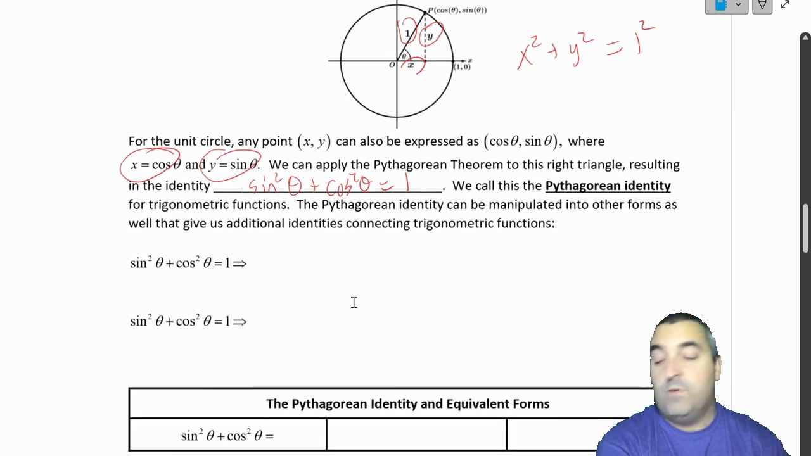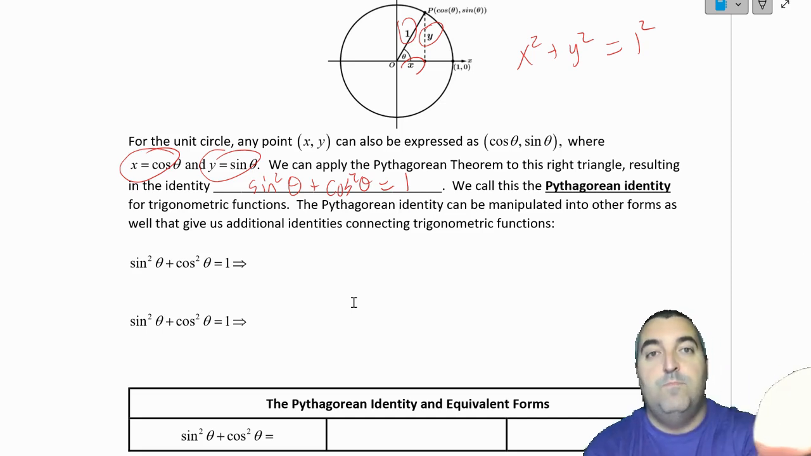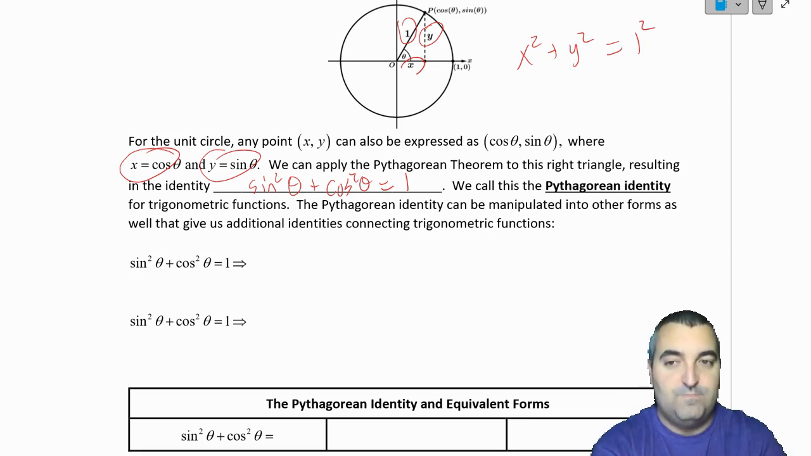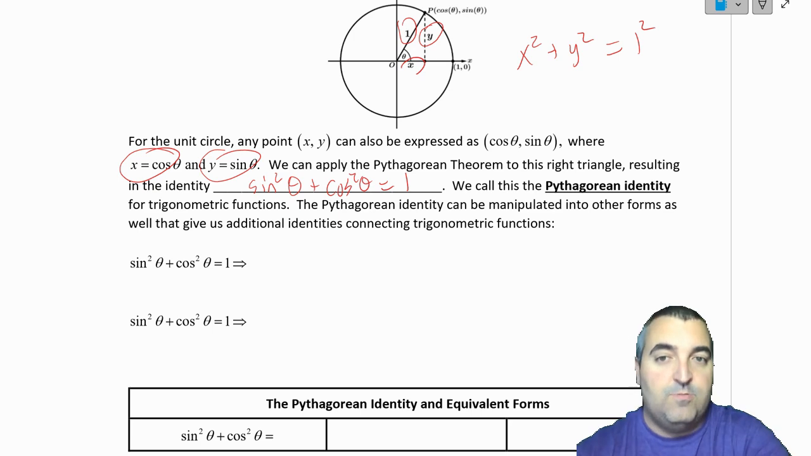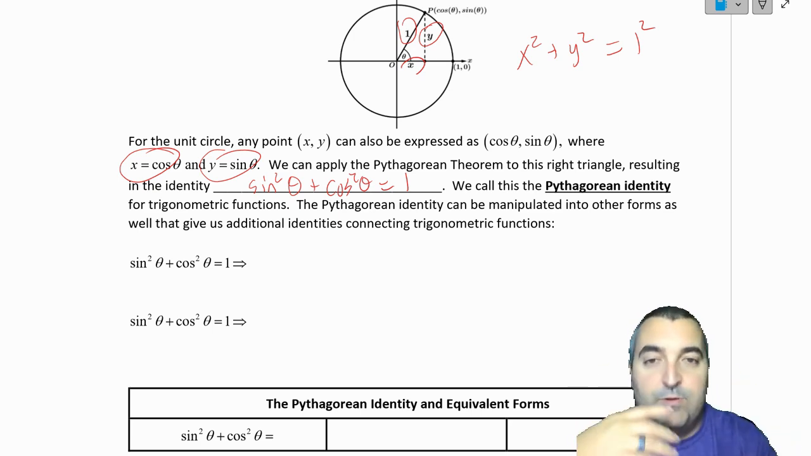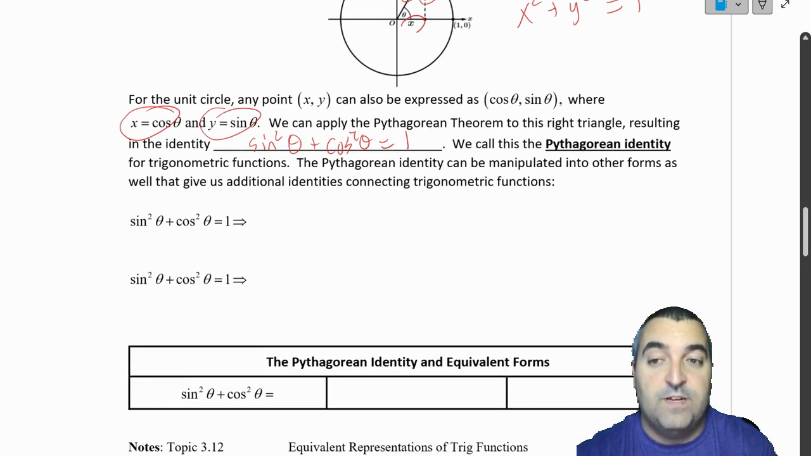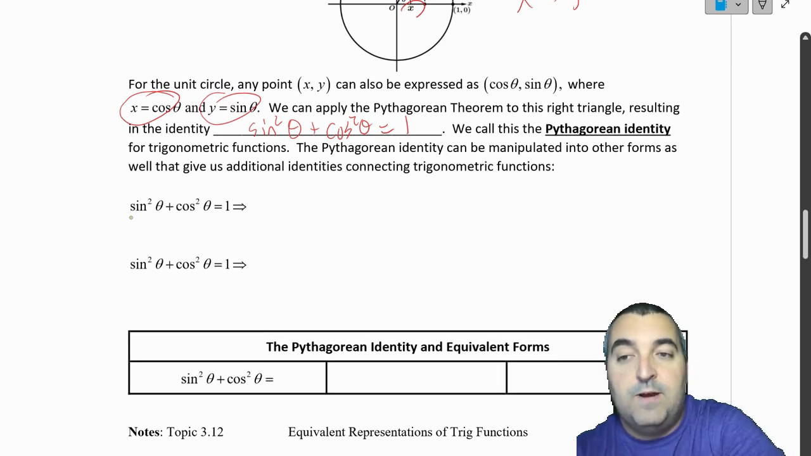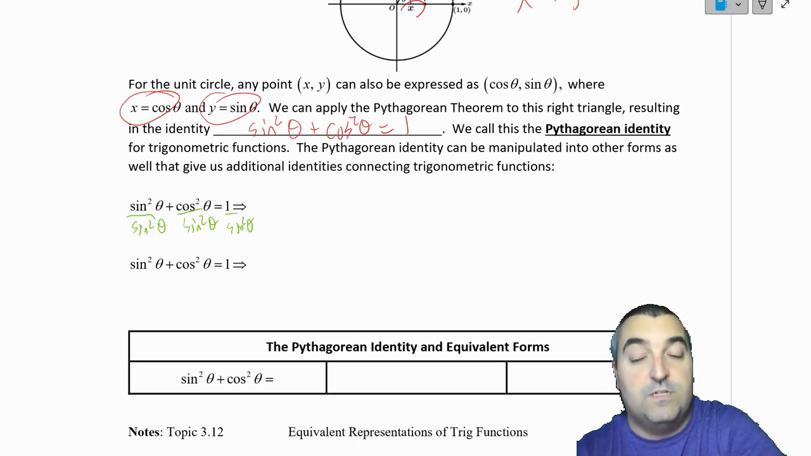Now, we can actually use the Pythagorean identity to come up with two other versions of it by just doing some simple division and using a few of the identities. So sine squared plus cosine squared equals 1. You got to remember that one. These other two are based off of it, and the way you find them is by dividing by either sine squared or dividing by cosine squared.